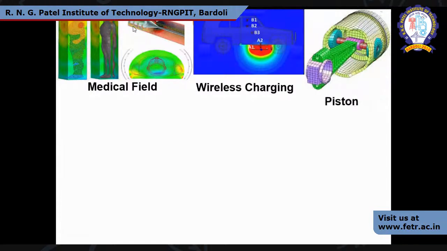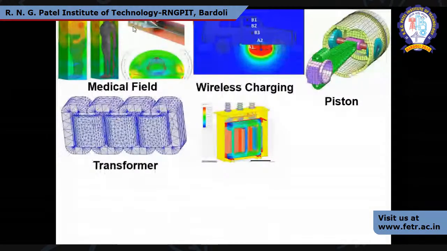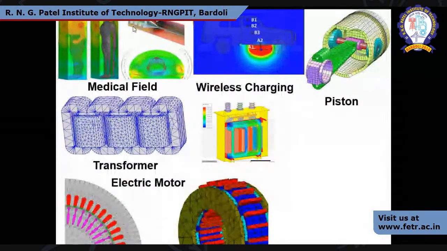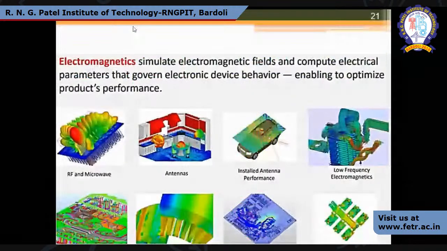Then the piston, which is in the automobile industry. And transformers, we can analyze three phase, single phase, then transformers for electrical motors, then relays, and many more applications we can perform on this ANSYS software. So look at here, if we are focusing on electrical engineering, then electromagnetic waves are the main and important task analyzed by that particular software.